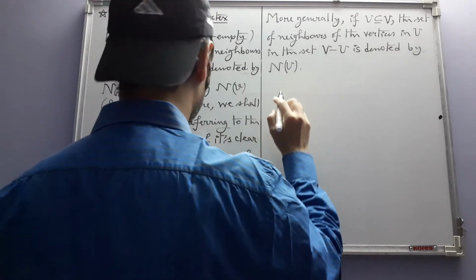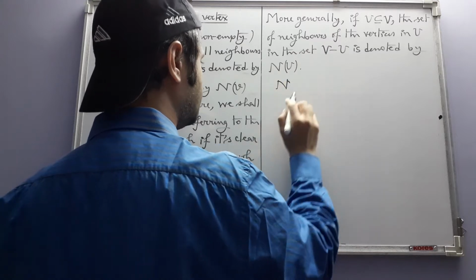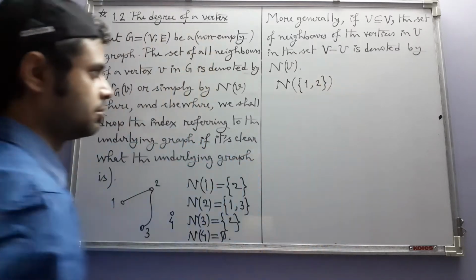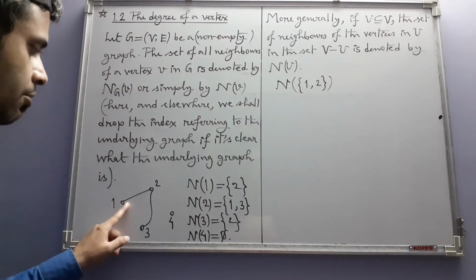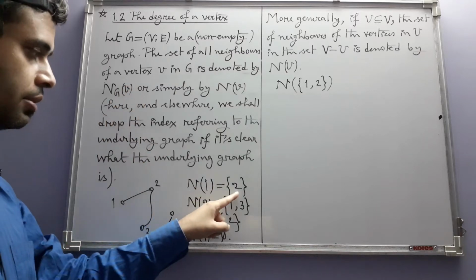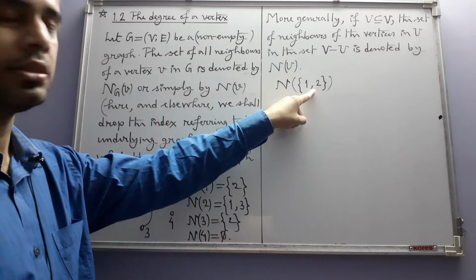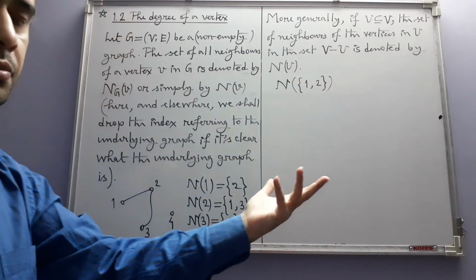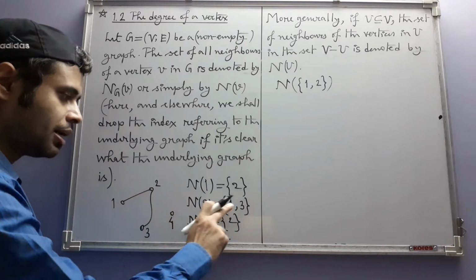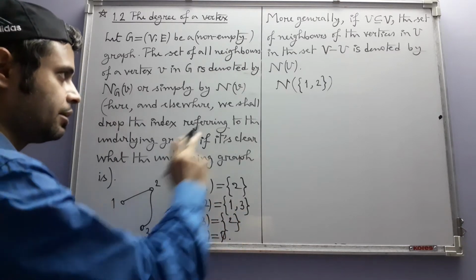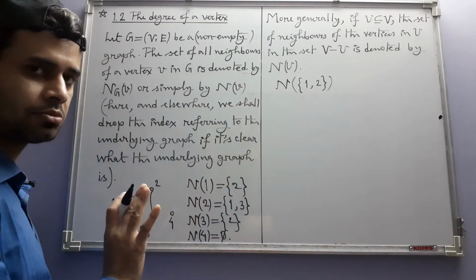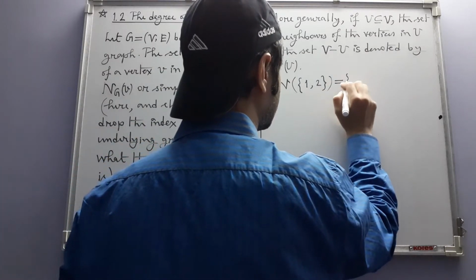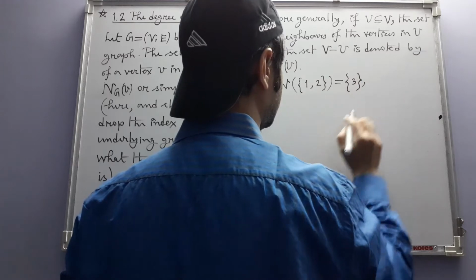In this example, if you, for example, calculate this, then first of all you have to look at the neighbors of 1, that is 2, but since 2 is present in this set U, we will not consider 2. We will have to look at the vertices outside U. The neighbors of 2 are 1 and 3. Among these two, 1 is already in this set, so that's not what we are considering, but we will consider 3. It is outside of this set. So this is equal to 3.